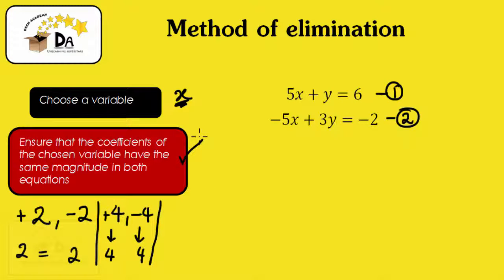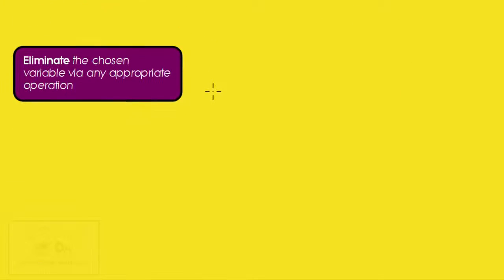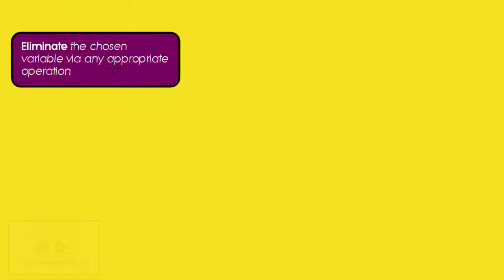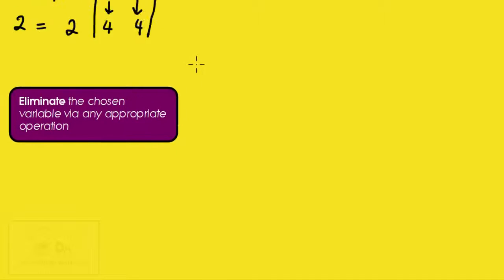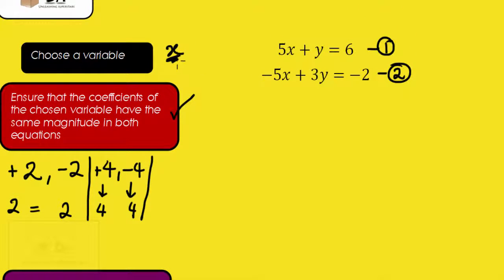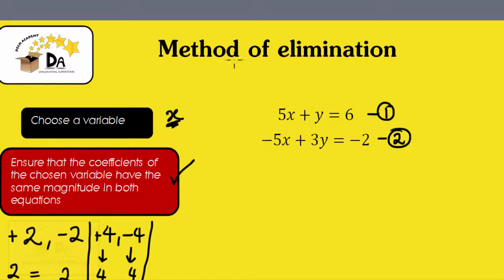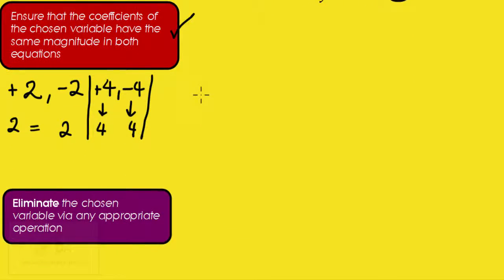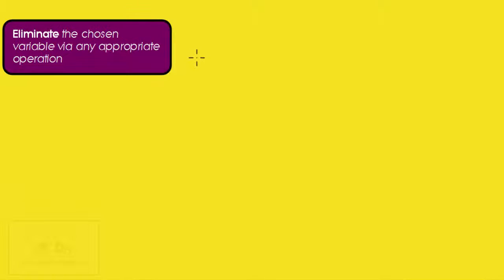So now to the final step, step 3. The final step says eliminate the chosen variable via any appropriate operation. So we need to eliminate the chosen variable. Here we've chosen x, so we need to eliminate the variable x. This is the method of elimination. We're eliminating a variable. Okay, what does that mean? We'll get to that shortly. What are our appropriate operations? We'll also get to that shortly.